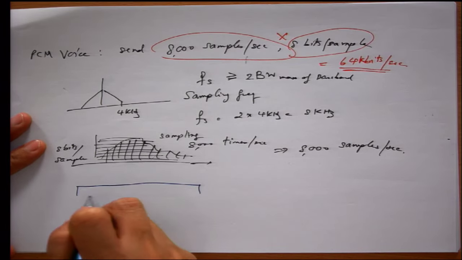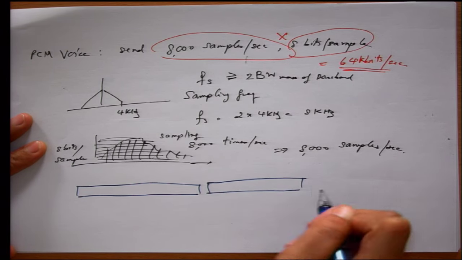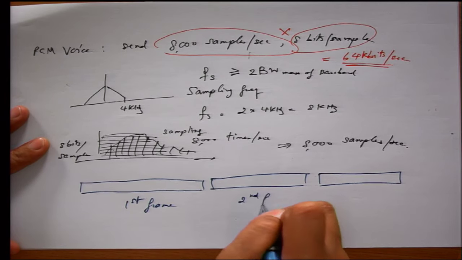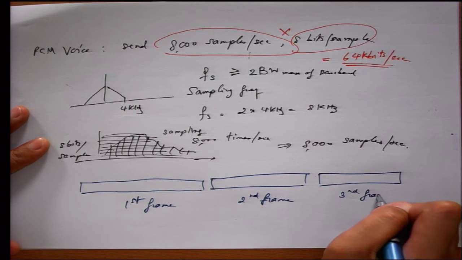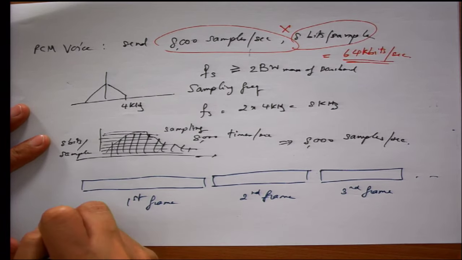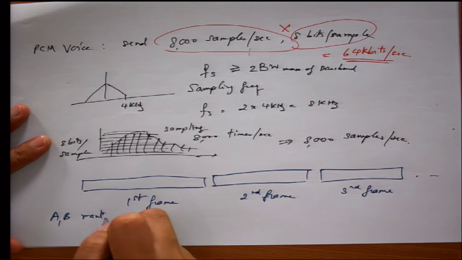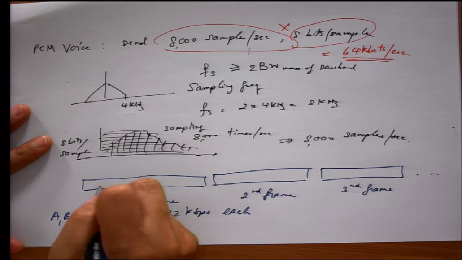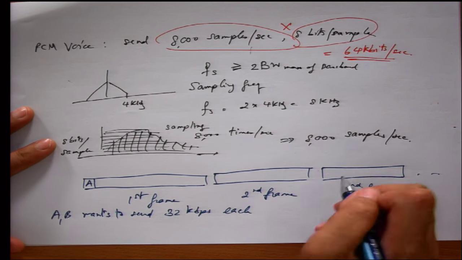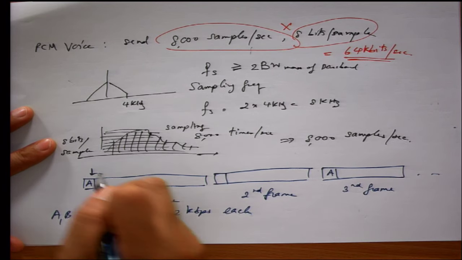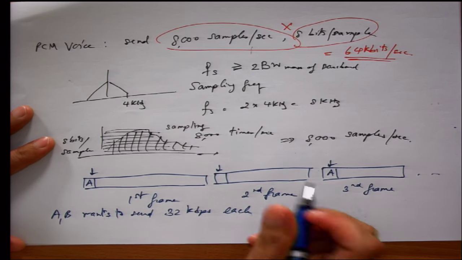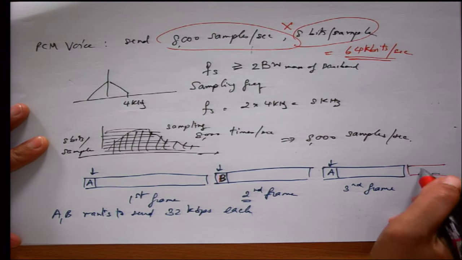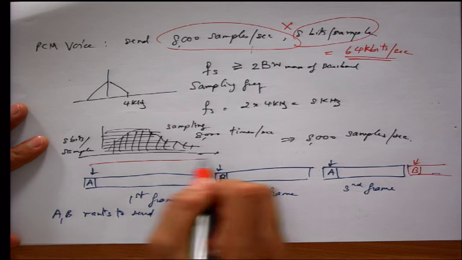So this is the first frame, the second frame, and the third frame, and so on. If A and B want to send 32 kilobit per second each, what we do is that for the first frame we send A, and then we send A at the third frame. At the same channel position, the same slot, at the second frame, we send B instead. And then the next one, you send B at this point. So you alternate: A and A, B and B.